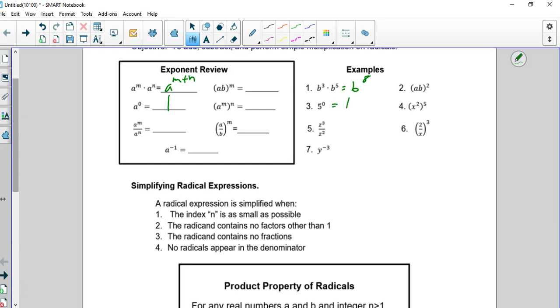If you have a fraction, like so, then it's a to the m minus n. So for example, z to the 3rd over z squared, 3 minus 2 is z to the 1. When you have an exponent outside, it goes to both inside the parentheses. So this becomes a squared, b squared.